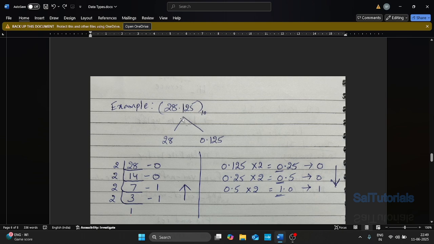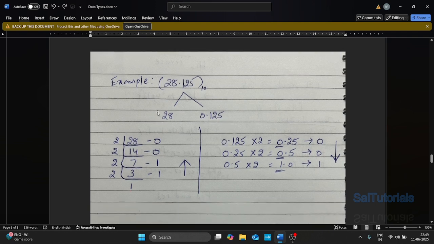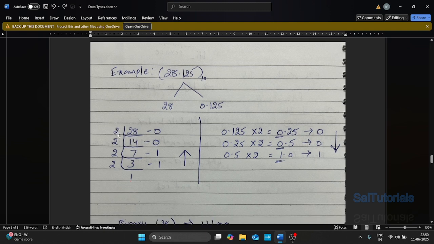First we need to split the number into two: one is the whole number, second is the decimal number. So I split 28.125 into two. One is 28, second is 0.125. Because 28 is a whole number, I can perform LCM and get the binary format. Here we are doing the conversion from decimal to binary, that's why we need to use 2 for the division.